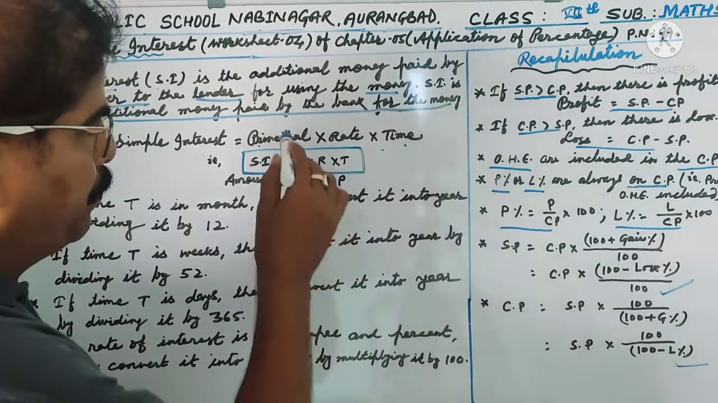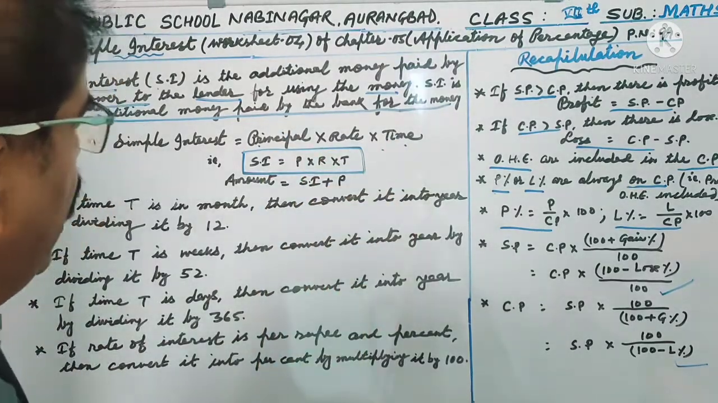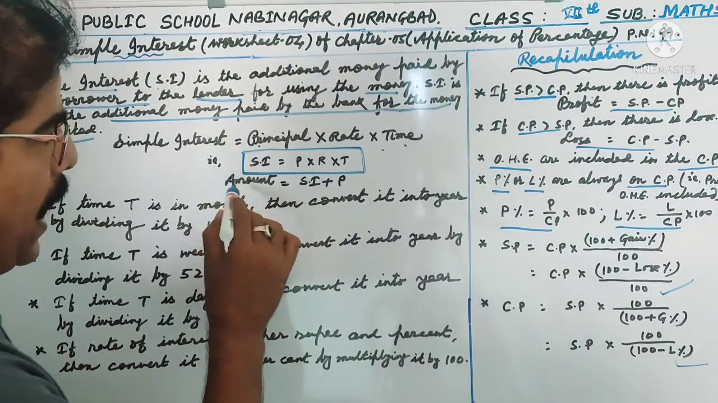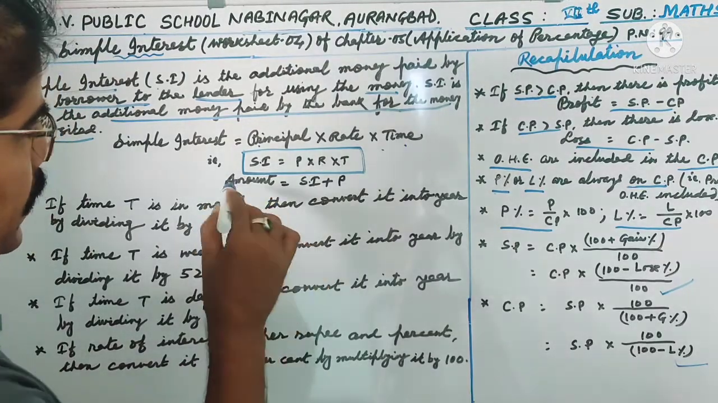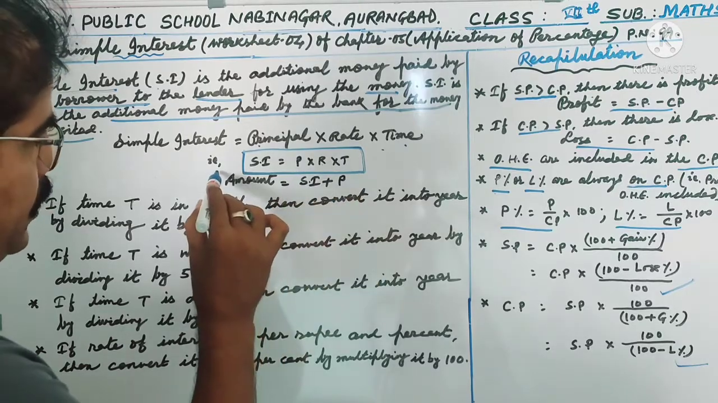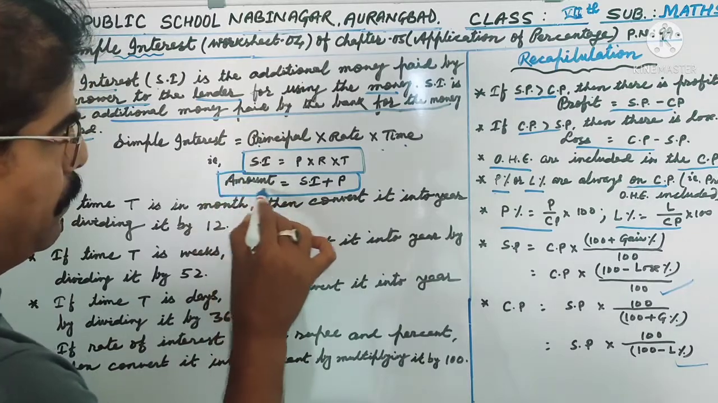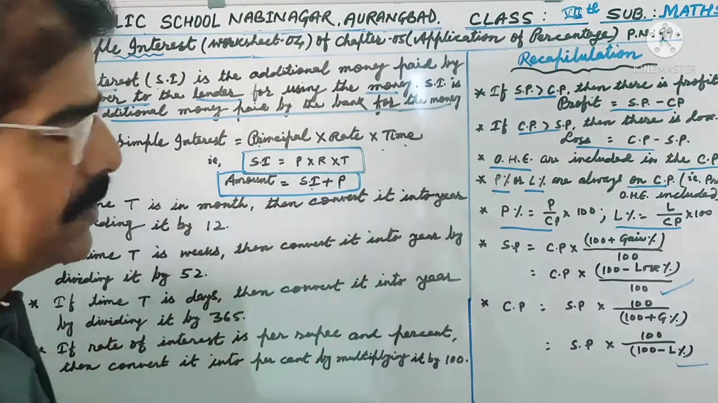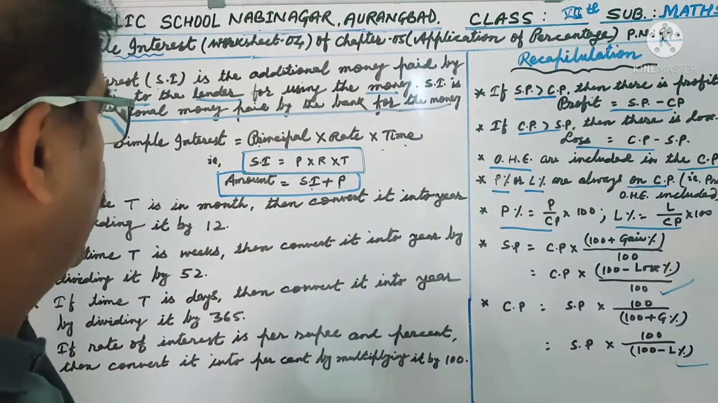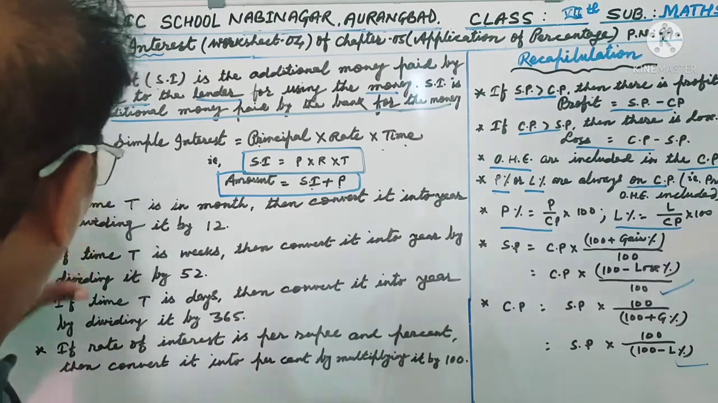That means P for principal, R for rate of interest, and T for time. And the addition of simple interest to principal is known as amount. So amount equals simple interest plus P. Dear students, here some points are given.